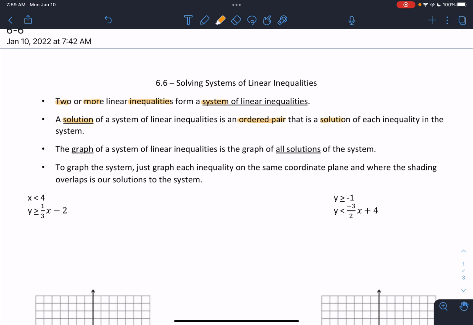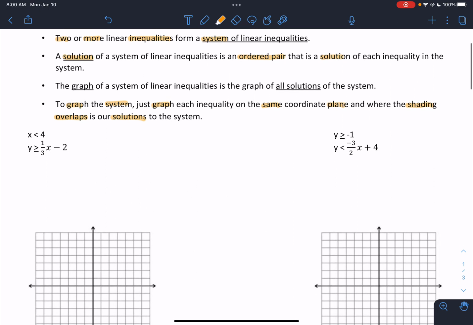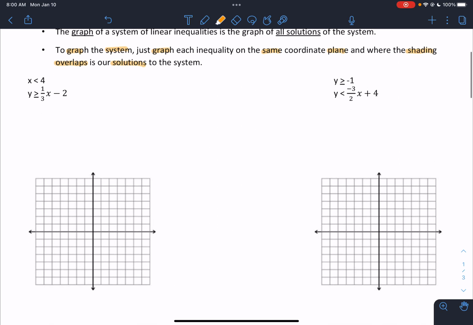And so here, the way that we do this, to graph our system, we're going to graph them on the same XY plane, and then where the shading overlaps, that's going to be the solution to our system. Where the shading overlaps, that's our solutions. And so I'm going to graph these two equations individually and then find where the shading overlaps. Desmos actually does a pretty good job of helping us see that. So the very first one that I'm going to do over here.